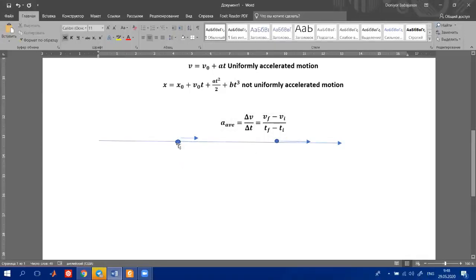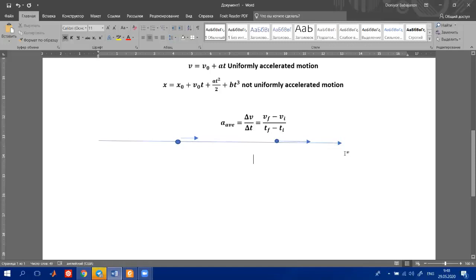For example, at this position it's 10 o'clock, at this position 10:20, then it takes 20 minutes between these two points. The difference is 20 minutes. You should convert it to seconds. 20 minutes means 1,200 seconds, for example.